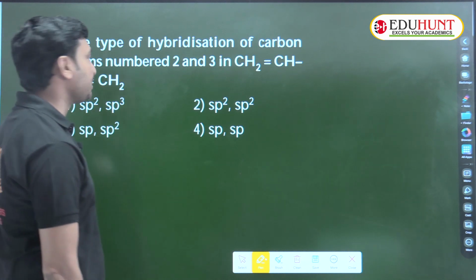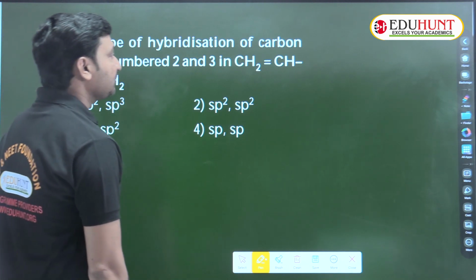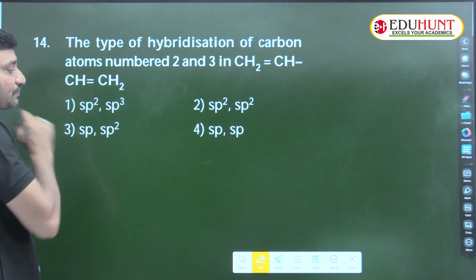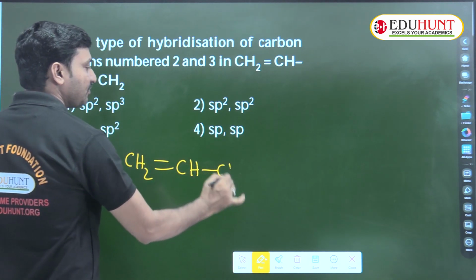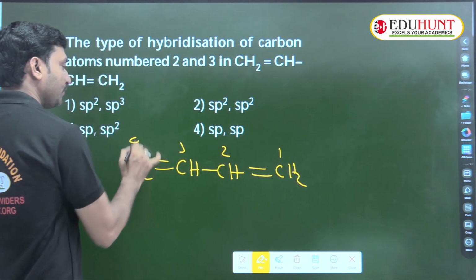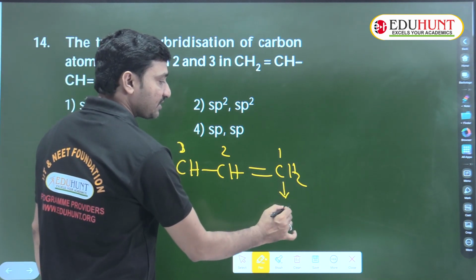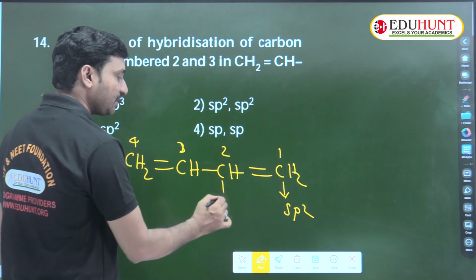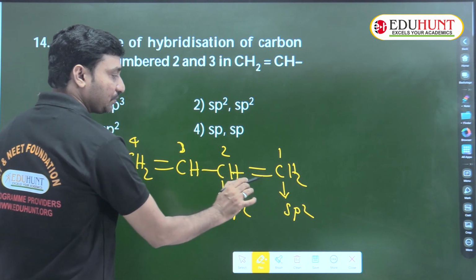The type of hybridization of carbon atoms numbered 2 and 3 in CH2 double bond CH single bond CH double bond CH2, right? CH2 double bond CH single bond CH double bond CH2. 1, 2, 3, 4, carbon numbering, right? Here this carbon, which hybridization? sp2, right? Why sp2? Around the carbon 3 sigma bonds, so sp2. This carbon also sp2, around the carbon 3 sigma bonds, 1 plus 1, 2, 2 plus 1, 3.